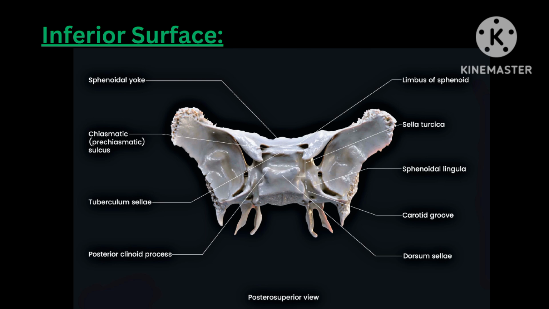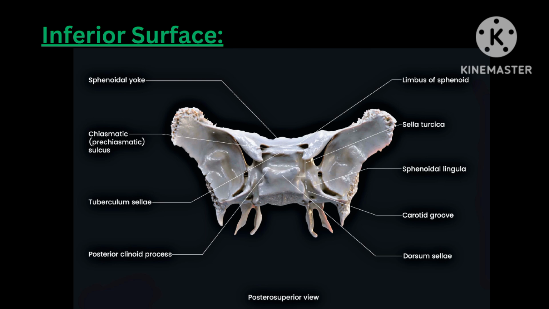dorsum sellae. The chiasmatic groove, also known as the optic groove, is a transverse groove between the right and left optic canals. It is continuous with the optic openings, located just anterior to the sella turcica. Within the chiasmatic groove lies the optic chiasm, the junction of the 2 optic nerves, cranial nerve 2.